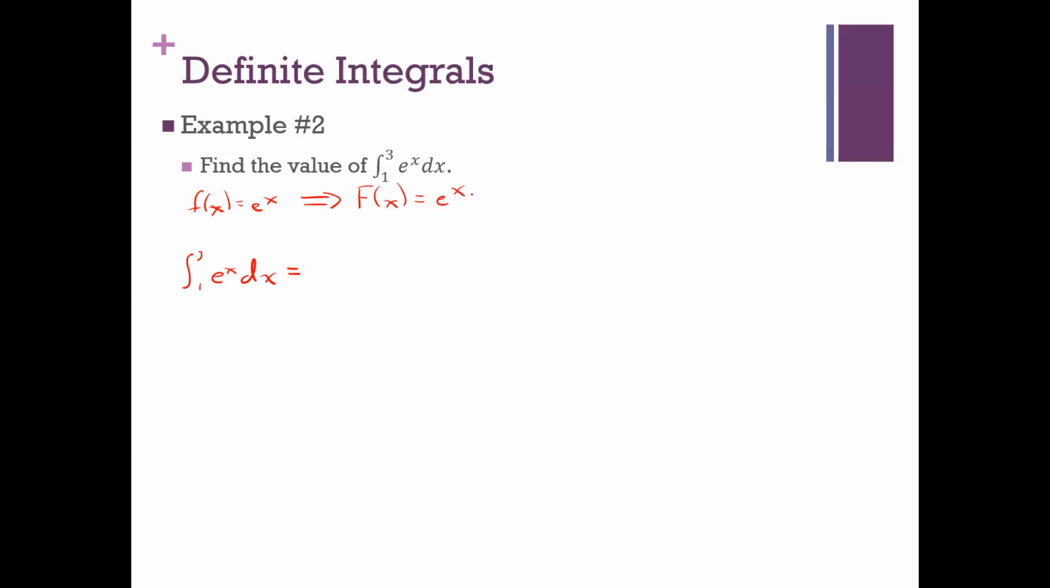E to the x. I'll do the x plus c for now, but really I know that as I make this calculation, I don't really need that because I know it's going to fall away. So the antiderivative is e to the x. I'm going to evaluate that from 1 to 3.